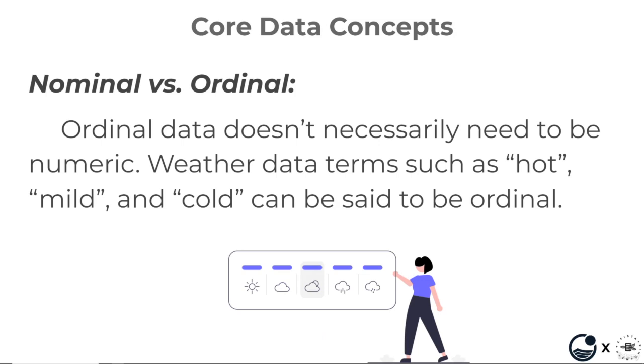I should also point out that ordinal data doesn't necessarily need to be numeric. So weather data terms, such as it's going to be hot, mild, or cold, those can be said to be ordinal because we can think of hot, mild, and cold as being able to be sorted. So from hottest to coldest temperature words.